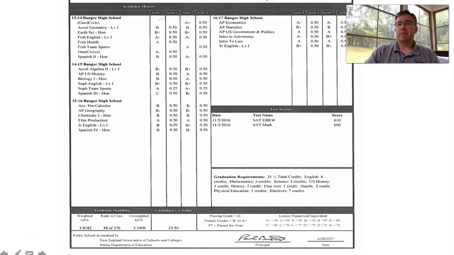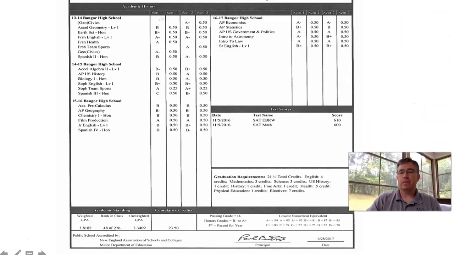Now this is, move me out of the way here. This is an example of a transcript from Bangor High School. This is what an official transcript looks like. At the time of graduation, this will go to colleges. This is what is sent to colleges when they determine whether or not a student is going to be admitted into their university. So, a few things to point out here. As I look around the transcript, I can see the student's freshman year, their sophomore year, their junior year, and their senior year courses listed by name.